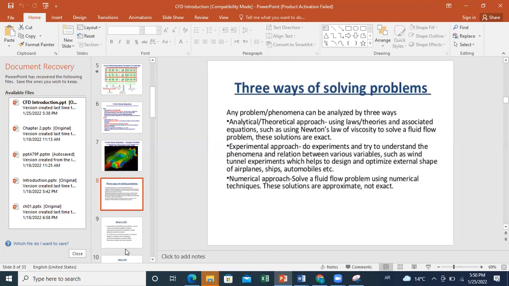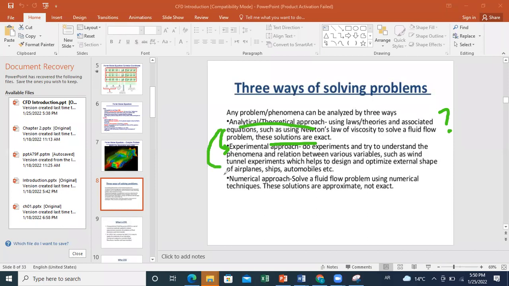So the analytical theoretical approach will use laws and theories and associated equations such as Newton's law, continuity, conservation of energy, and will solve these analytically to get, let's say, the temperature, the velocity field, etc. And these solutions will be exact solutions. So the advantage of analytical solutions is that they provide exact solutions. But what is the challenge? That for several engineering problems, we're not able to reach an analytical solution. So we should think then about other methods.